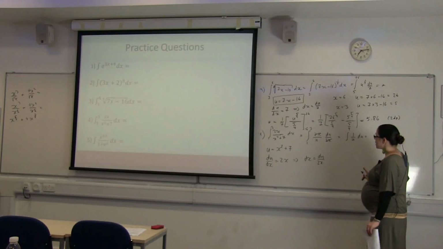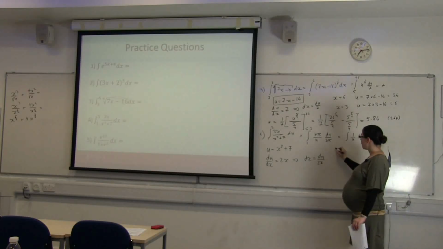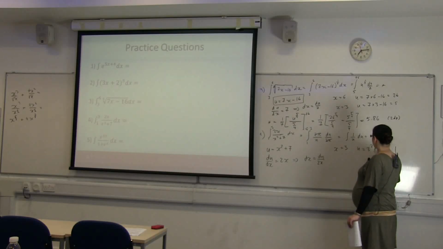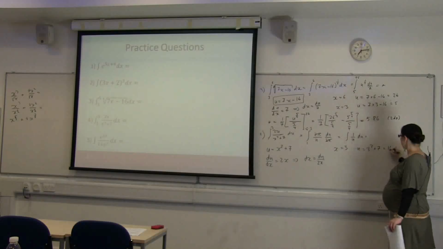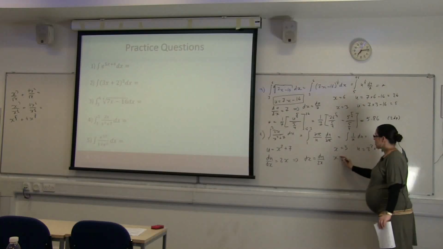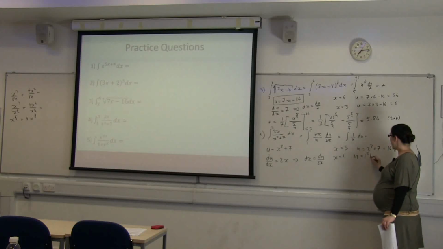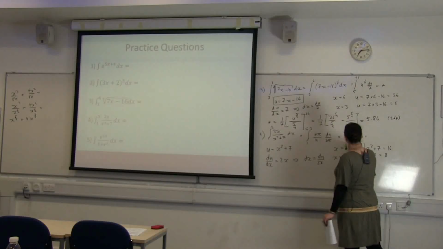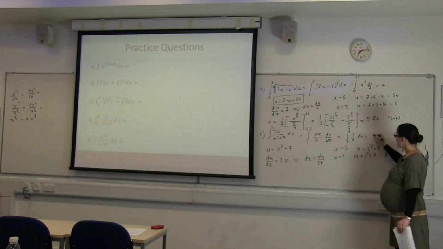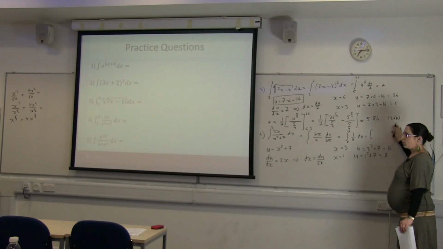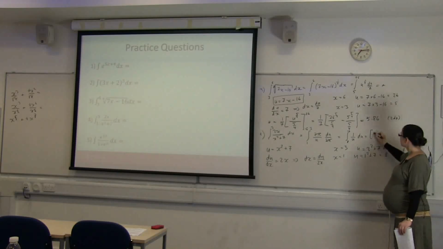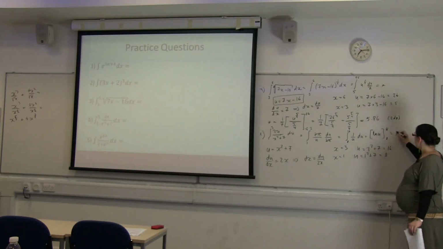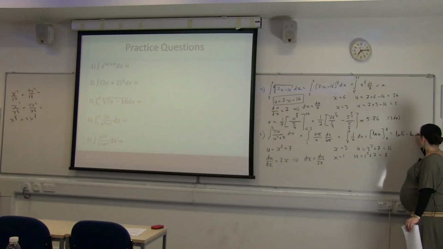So x was between 1 and 3. If x is equal to 3, u is equal to 3 squared plus 7, that is 16. And if x was 1, u will be 1 squared plus 7, which is 8. So it's 16 and 8. Okay? Now, what's the integral of 1 over u? So that is ln 16 minus ln 8.